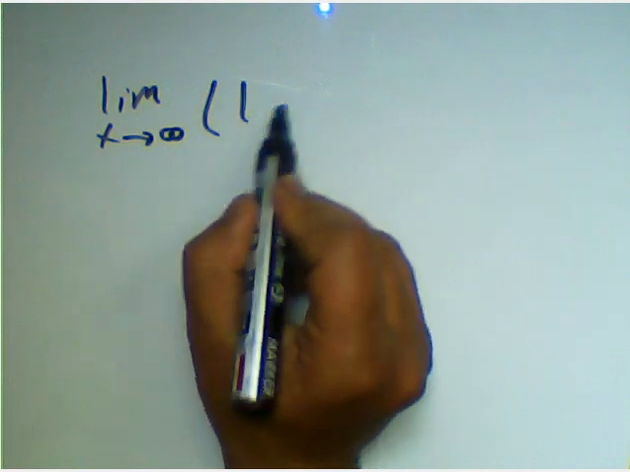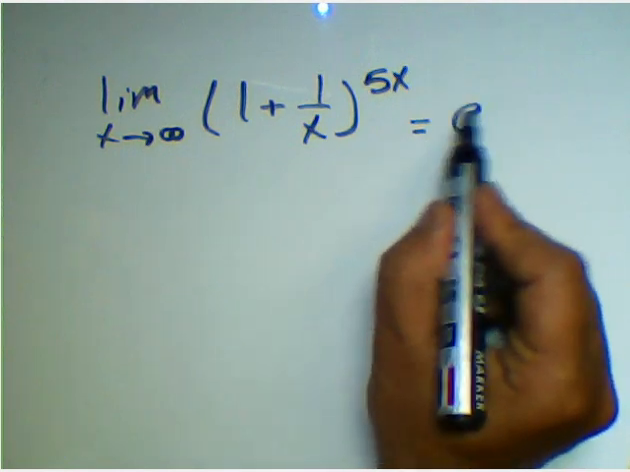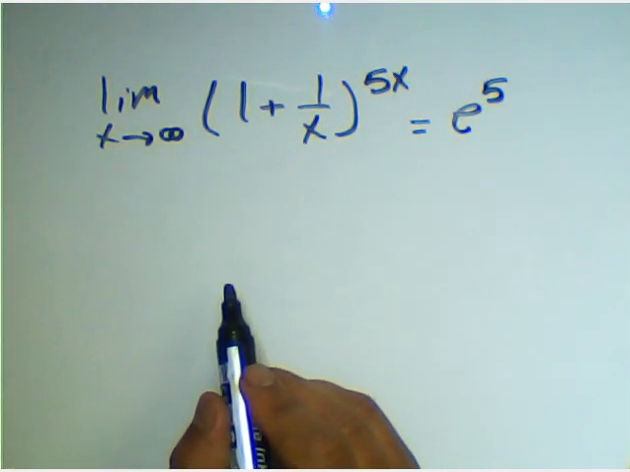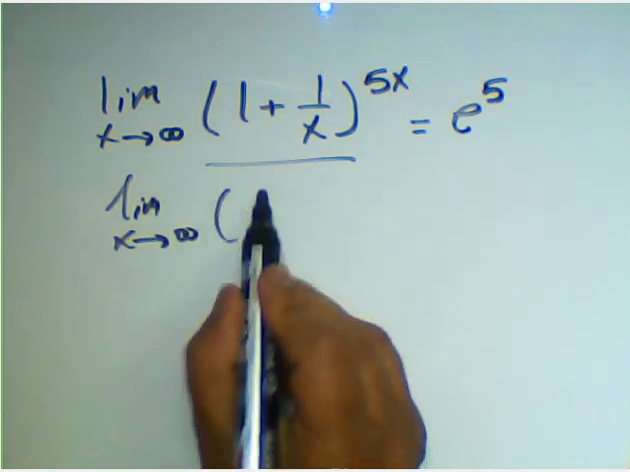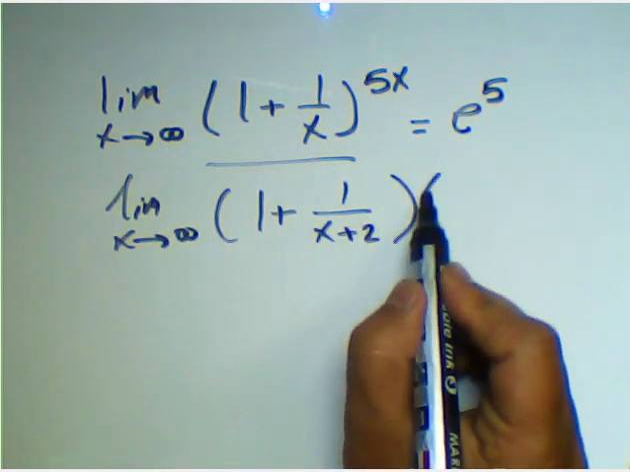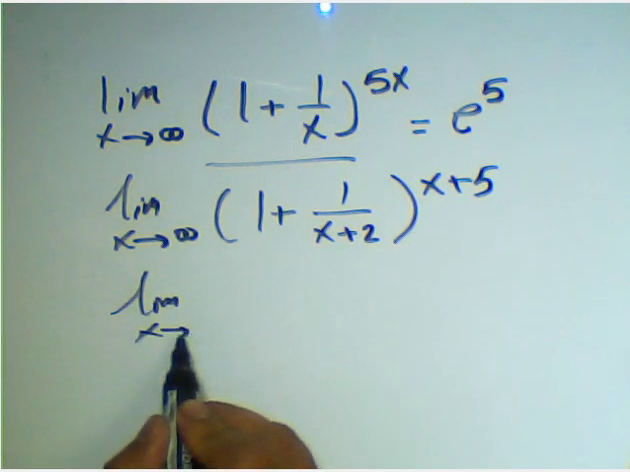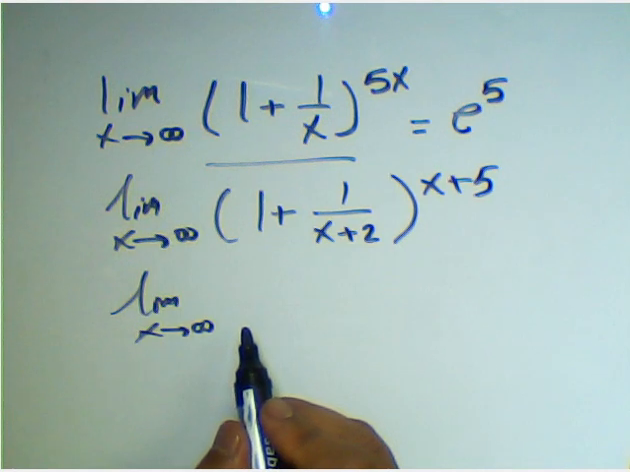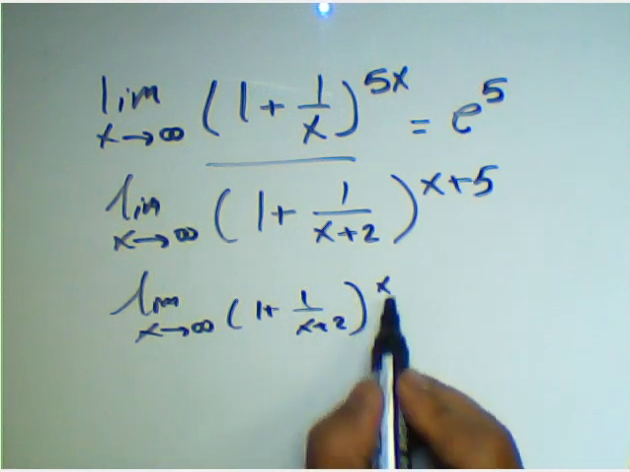The limit when x approaches infinity of the function (1 + 1/x)^(5x), the result will be e^5. Okay, and what about the limit when x approaches infinity of the function (1 + 1/(x+2))^(x+5)? We can use the properties of limits here: x approaching infinity of this function (1 + 1/(x+2))^x.